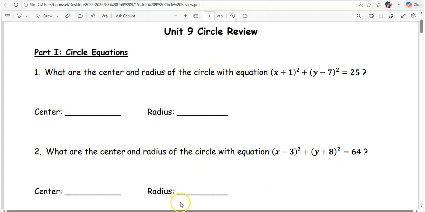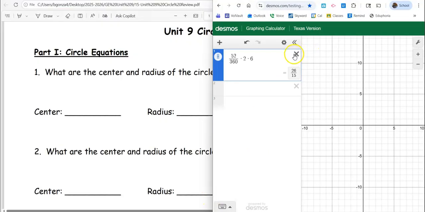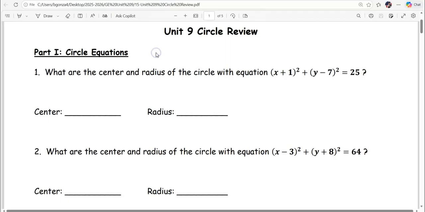All right, we have our review. Got our calculator if we need it. Cool, let's do it. Circle equations. What are the center and the radius?